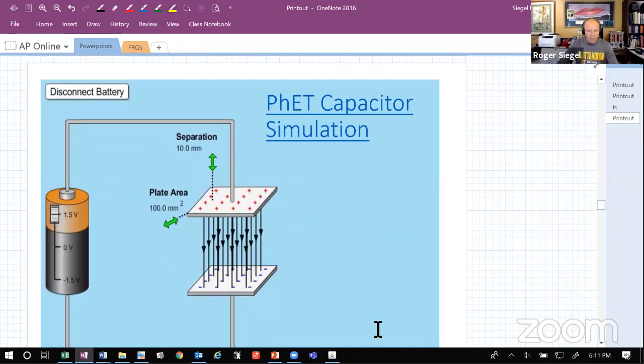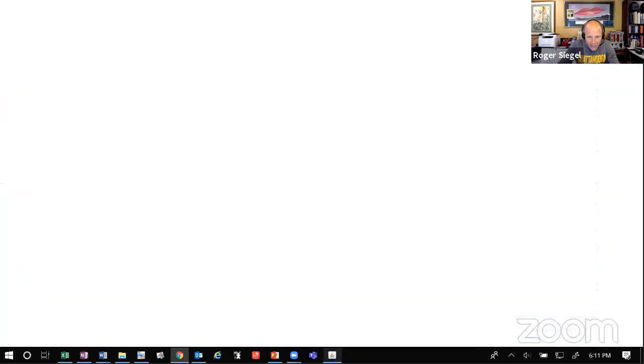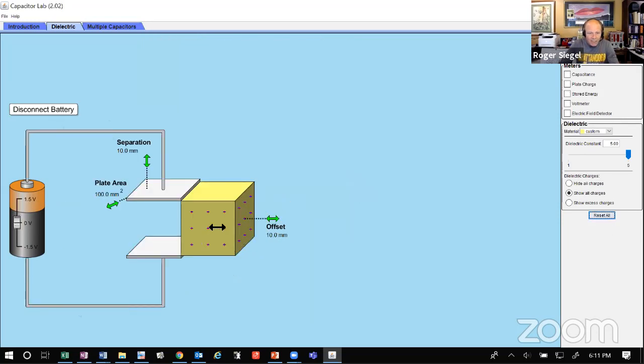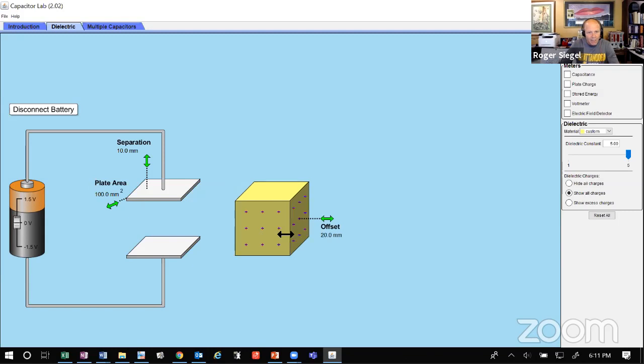Now, I want to pull you over to a simulation that is on PhET. Let me go ahead and reset this simulation. I think it's better to start from scratch. Notice that I've got a battery and a capacitor, and I'm able to move the dielectric in and out of the capacitor. So I can have a capacitor with no dielectric, and then I can introduce it. Let's talk about what can happen here.